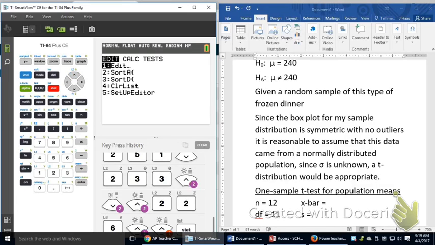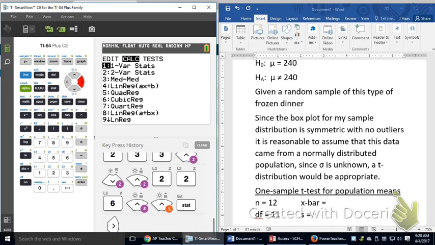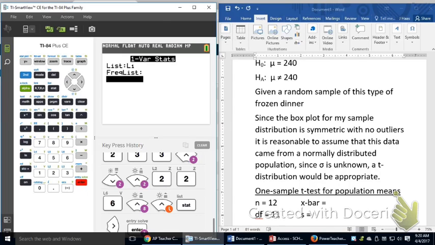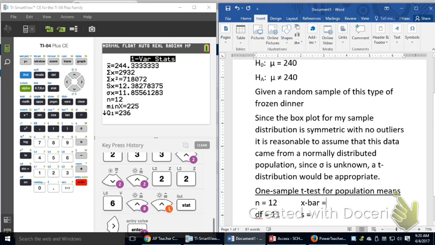I can do stat, calculate 1-Var Stats, just do it on L1, and the values I'm looking for: x bar is 244.33, and for the sample standard deviation, it's going to be 12.383.